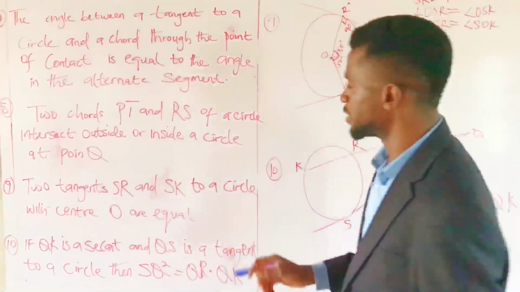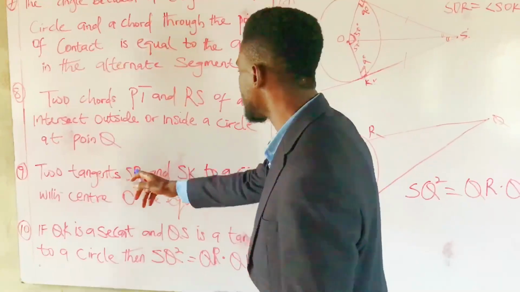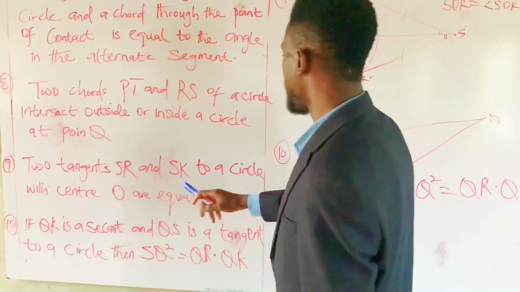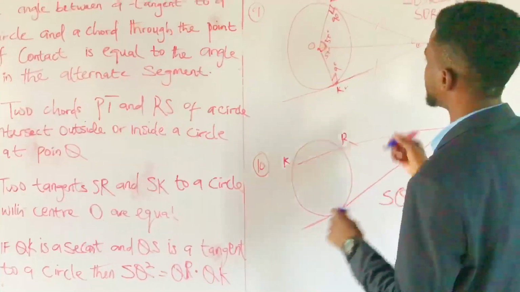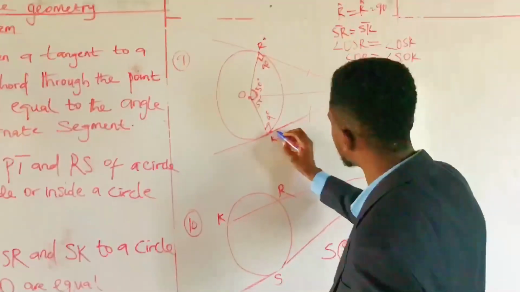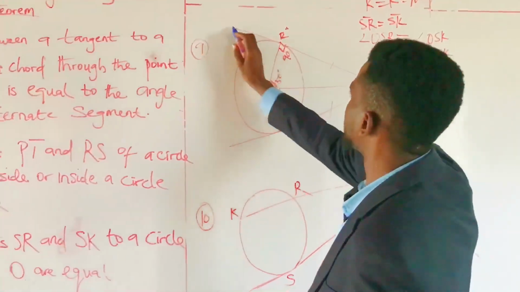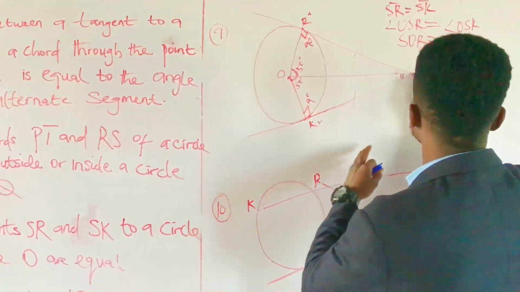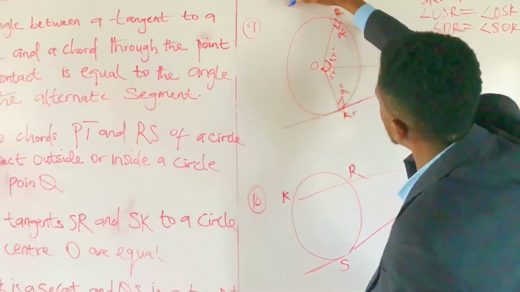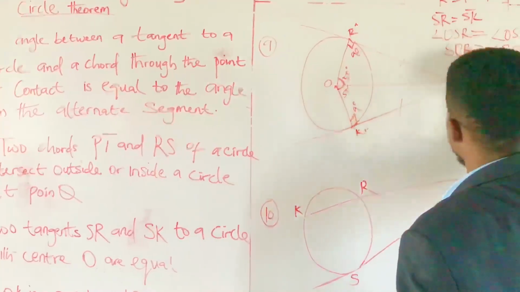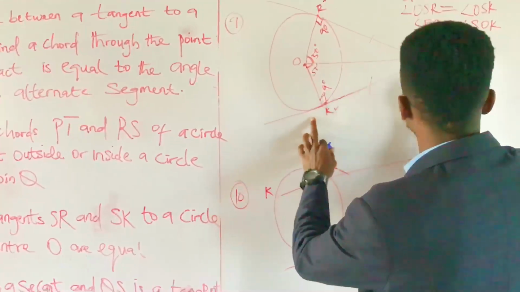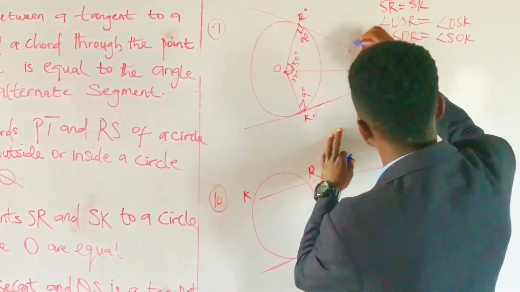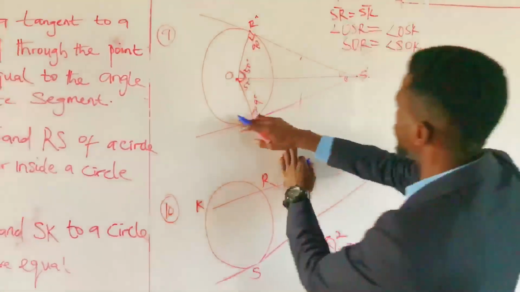Theorem 9 says two tangents SR and SK to a circle with center O are equal. Two tangents, this is tangent 1, look at it, like this, and the other tangent like this. Now, the first tangent is SR, from this point to this point. Look at the line, this is the tangent. And this tangent SK to this circle, look at it. This line here signifies that this tangent is equal to this tangent.